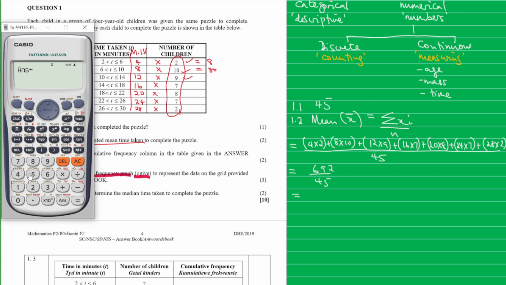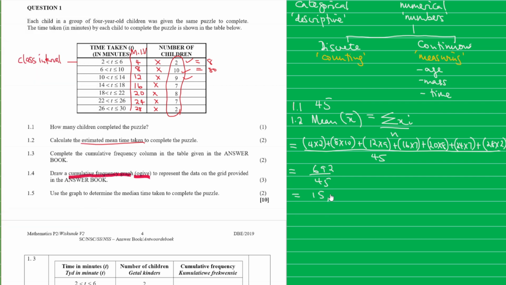Divided by 45, we'll get 15.377, which is 15.37 minutes. So each one took on average 15.37 minutes. So that's what we have.